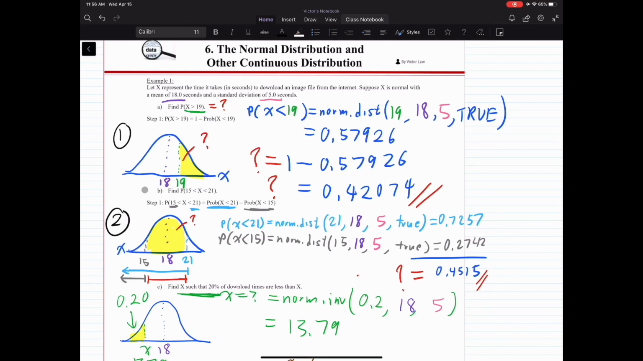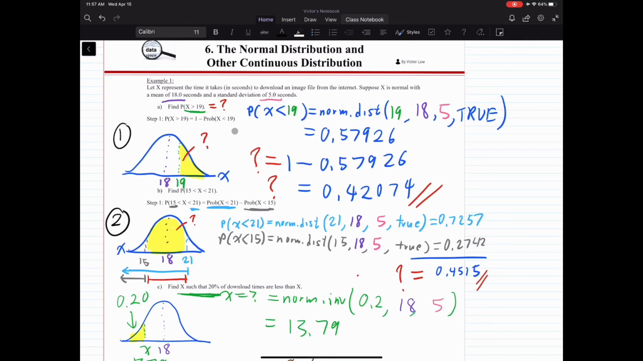100% is the whole area, and for the whole area, we have two options. Either you're to the left of 19 or you're to the right of 19. So if we take the 100% and minus the probability to the left of 19, that will leave us with the probability to the right of 19, and that's what we're solving for. The probability of x is greater than 19 equals 1 minus the probability of x is less than 19, so we need to find the probability of x less than 19 first.